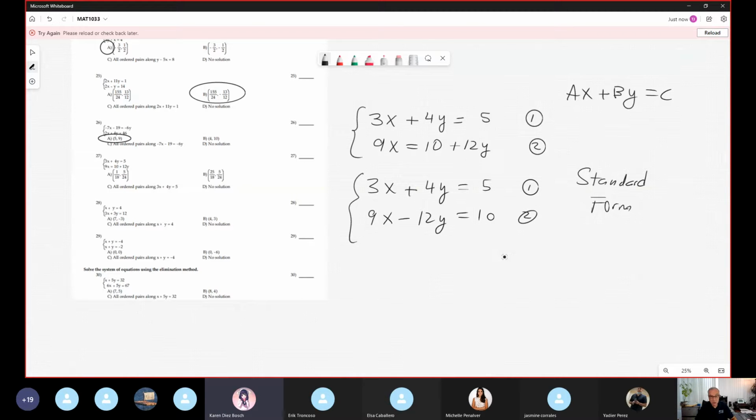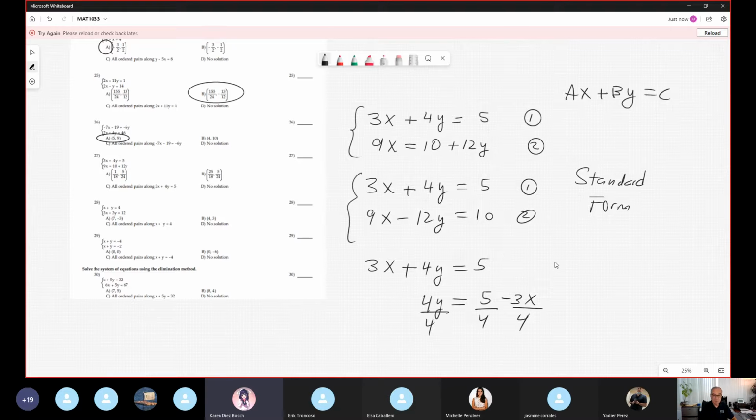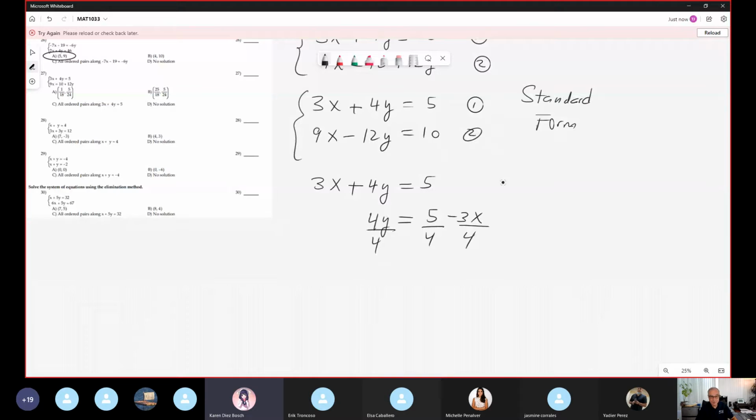Wow. Let's do it. I suppose that the easier equation, in my opinion, is the first one: 3x plus 4y equals 5. And you isolate x or you isolate y, either way. Suppose I isolate y. So 4y equals 5 minus 3x. Divided by 4, divided by 4, divided by 4. So far, y alone is 5 over 4 minus 3 over 4 x.